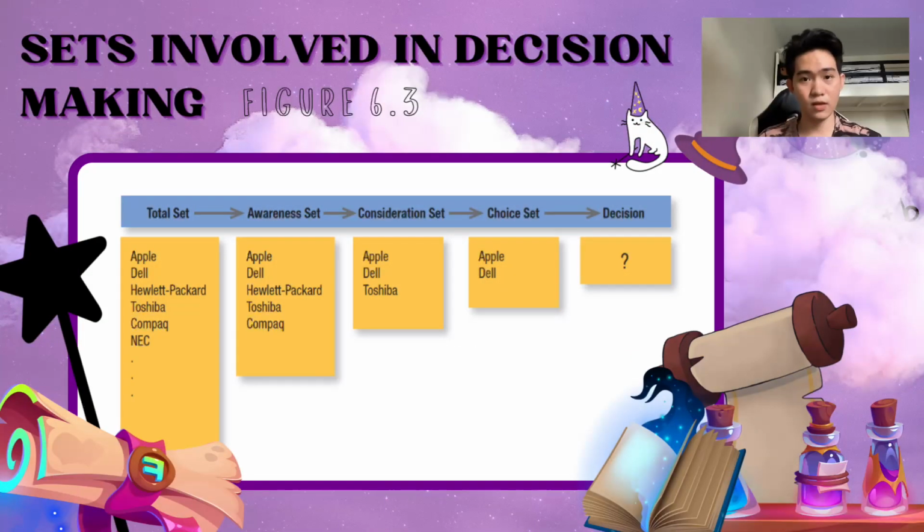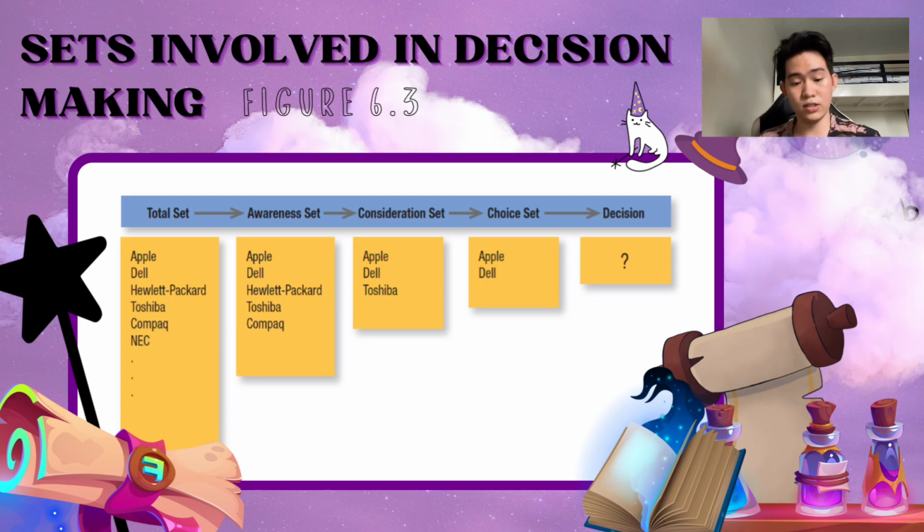Okay. So in these slides, it illustrates the decision-making process when choosing a product by narrowing down options step by step. It starts with the total set, which includes all possible brands in the market, such as Apple, Dell, HP, Toshiba, Compaq, and SEC. Then it moves to the awareness set, which consists of the brands the buyer actually knows. From there, the buyer creates a consideration set, which includes only the brands they are seriously thinking about.